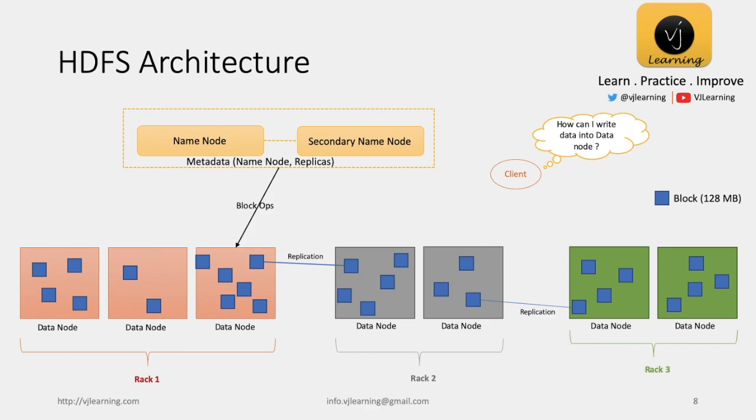Then what the client is supposed to do is ask the name node for metadata, saying, hey, look, I'm trying to write this data into this specific location. There will be an HDFS location, which is a virtual location, and internally it is mapped to specific data nodes. The name node gives the information to write to this specific location, and based on that information, the client starts writing data into the different data nodes and blocks.